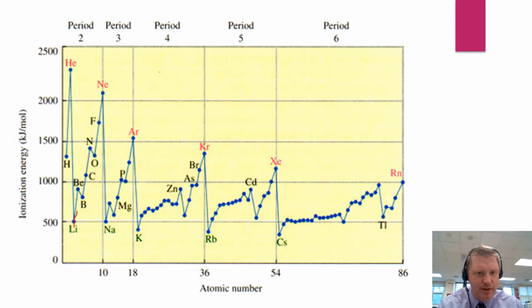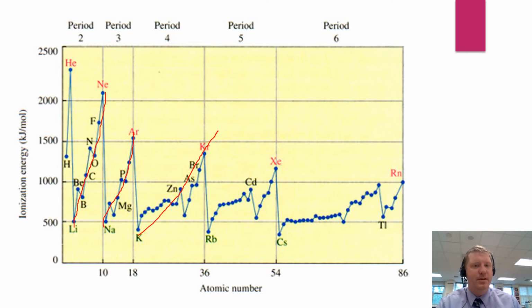Here's lithium to neon. That line right there, that's the second period. Sodium to argon, that's the third period. Potassium to krypton, that's the fourth period. So why do we see these trends and then repeat, trend and then repeat?